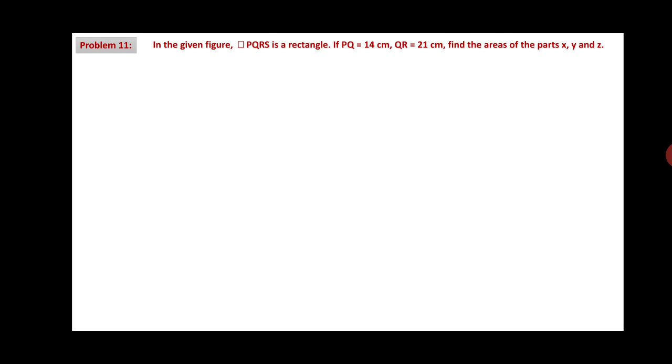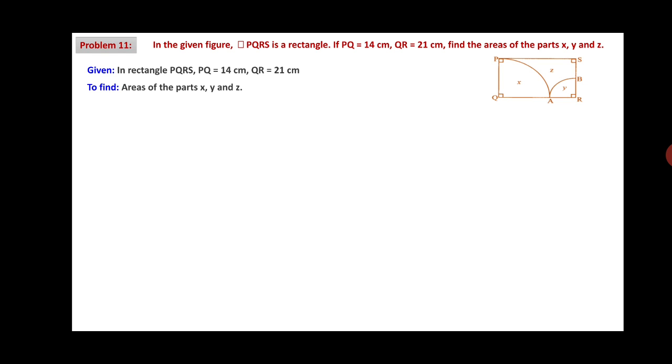Problem 11. In the given figure, quadrilateral PQRS is a rectangle. If PQ is equal to 14 cm, QR is equal to 21 cm. Find the areas of the parts X, Y and Z. Friends, here it is given that quadrilateral PQRS is a rectangle where PQ is equal to 14 cm, QR is equal to 21 cm. We have to find out the areas of the parts X, Y and Z.